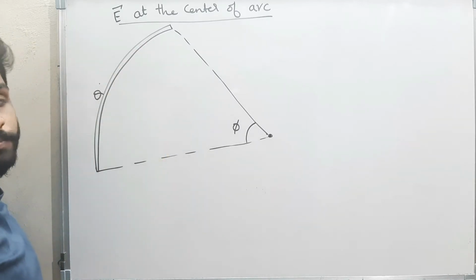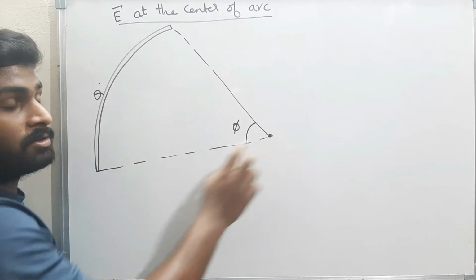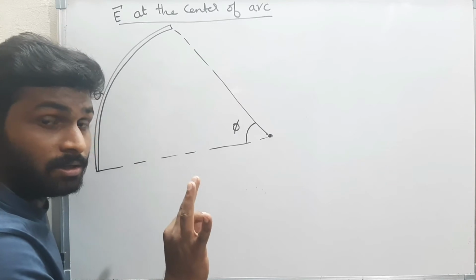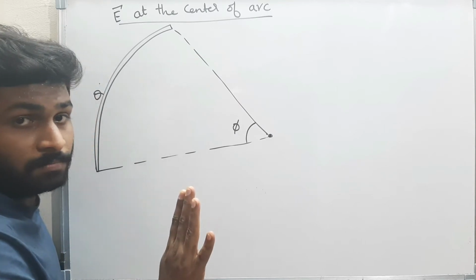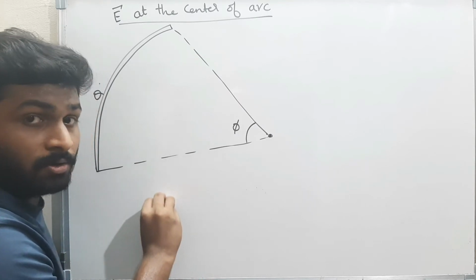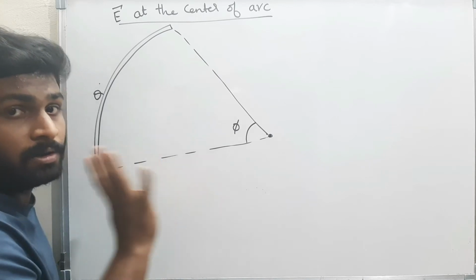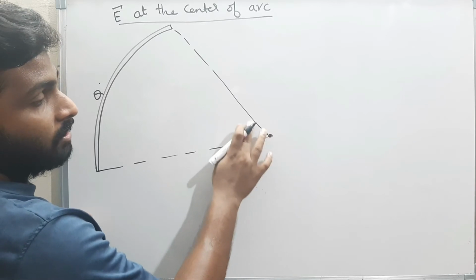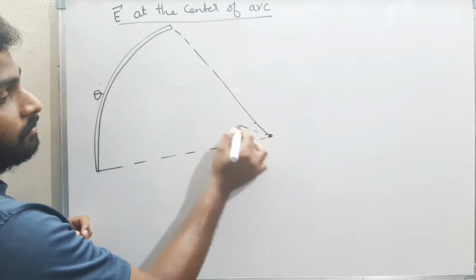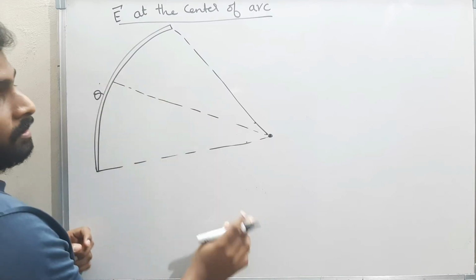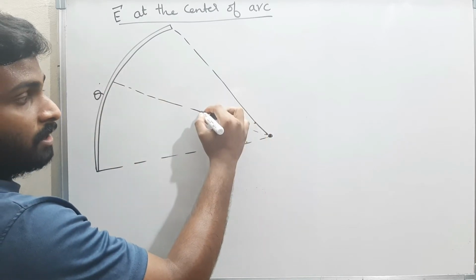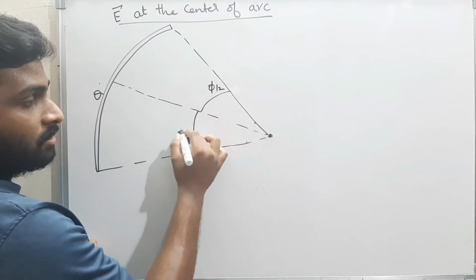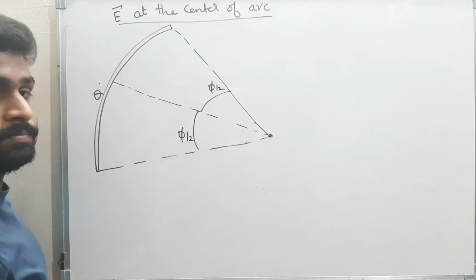Okay, now how can you find the electric field intensity at this point? Now see here, this is only for NEET and JEE. This is not for board exams. Even for NEET they won't ask, only for JEE this is important. I am dividing this arc into exactly two halves. If the whole angle is phi, this angle is phi by 2 and this angle is phi by 2.